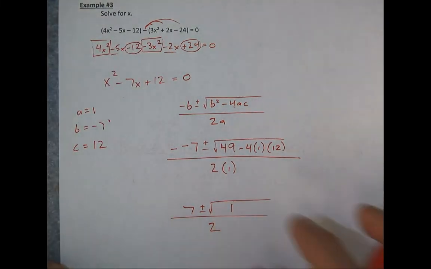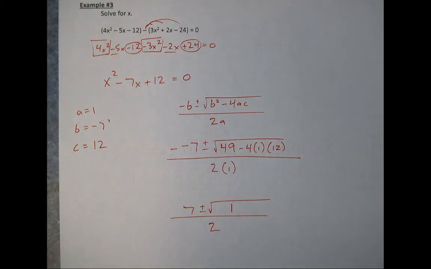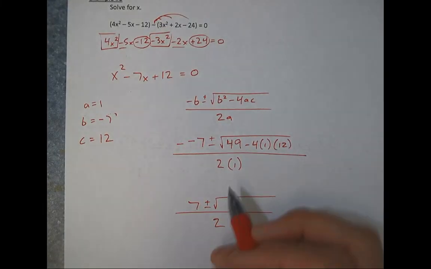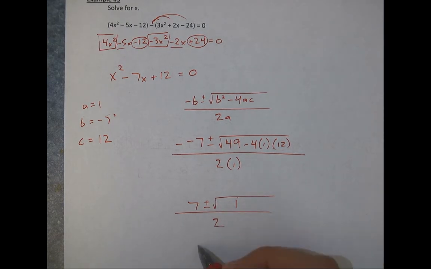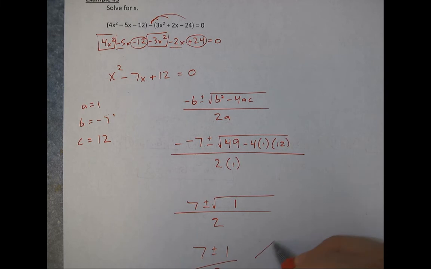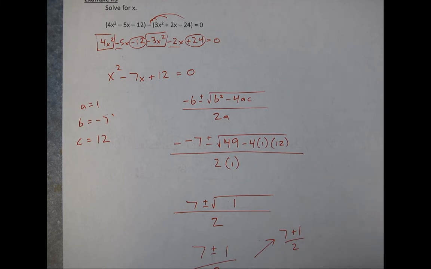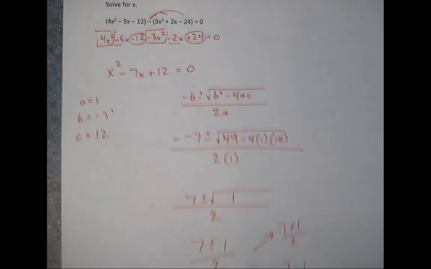Next step, take the square root of 1. Some number times itself is 1. It's 1. But again, you can plug it in if you need to. Square root of 1 is 1. Now it's also negative 1, and that's why we have the plus and minus here. So 7 plus or minus 1 over 2. Got to split that now into 2 pieces. So 7 plus 1 over 2. 7 minus 1 over 2.